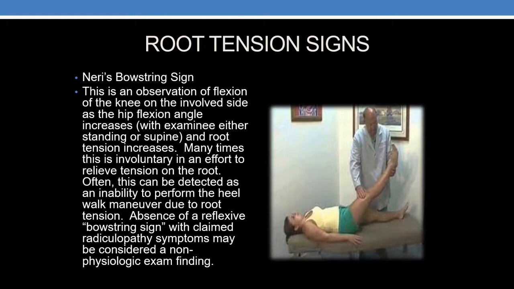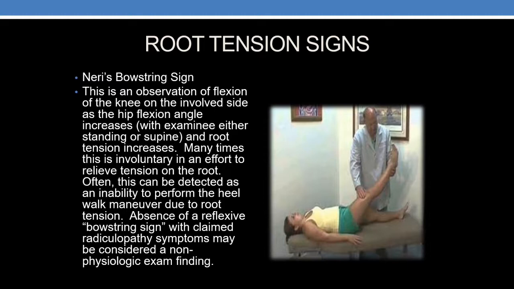Well, sometimes this can be detected as an inability to perform the heel walk maneuver, because recall the heel walk maneuver requires strong dorsiflexion at the ankle, similar to performing a Bragard's maneuver. That would be evidence of a hot radiculopathy, because with the heel walk maneuver there is no hip flexion angle. The hip flexion angle is 0, but there is strong dorsiflexion at the ankle, which could provoke nerve root symptoms. How else would it present? How about with straight leg raising maneuvers?